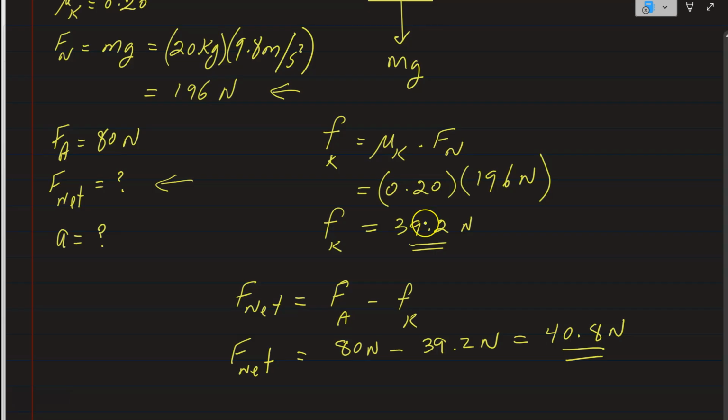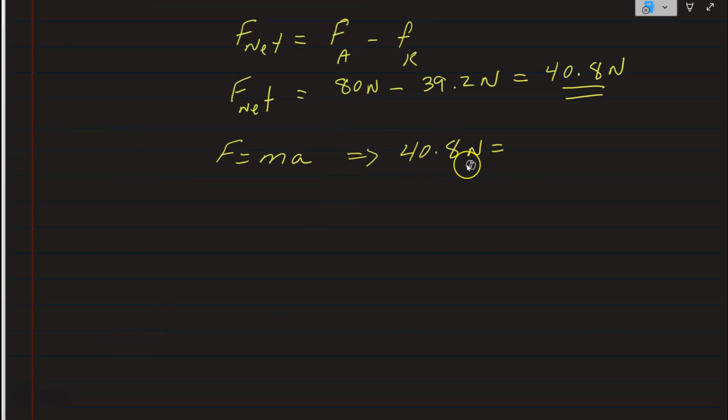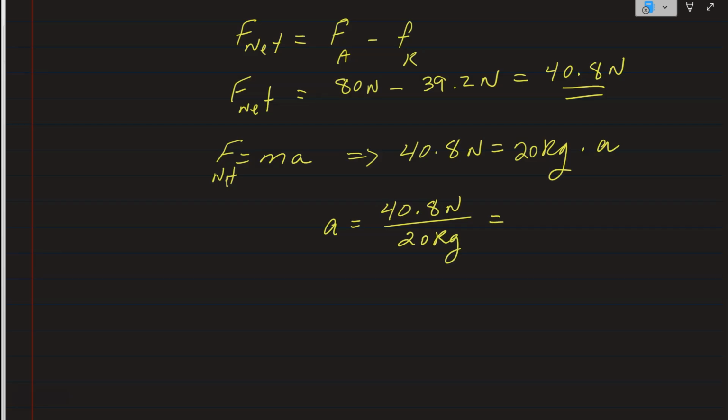Now that we have that, we can use Newton's second law, F equal to ma, to solve for acceleration. So here it is, 40.8 Newton. The law we are using is Newton's second law. F net is equal to ma, and then we have 20 kg times the acceleration of the system. In this case, acceleration is equal to the net force 40.8 Newton divided by 20 kg, and what we will get is 2.04 meters per second squared.